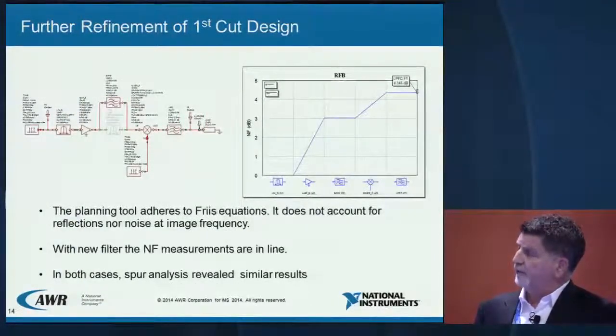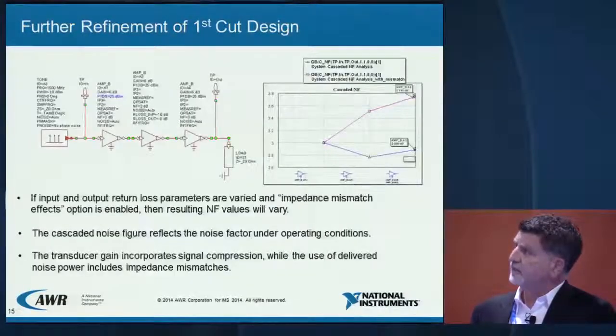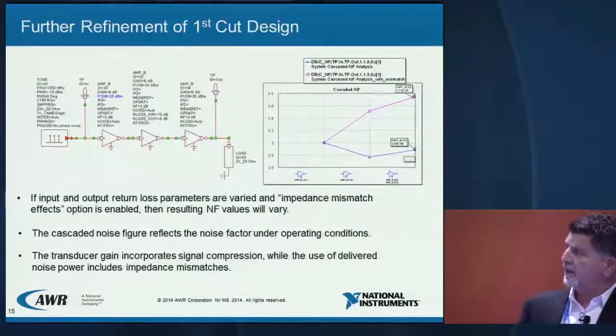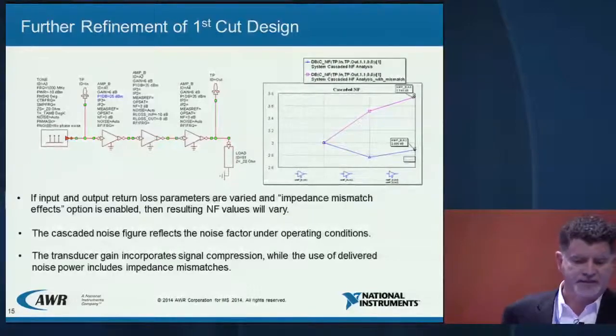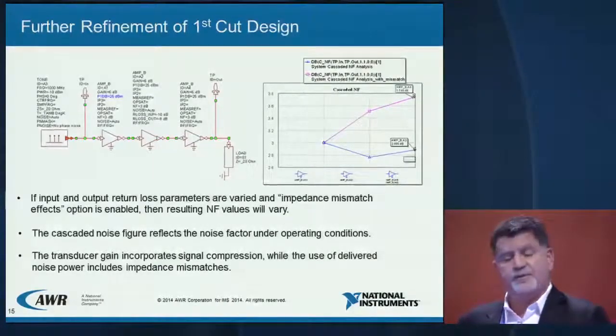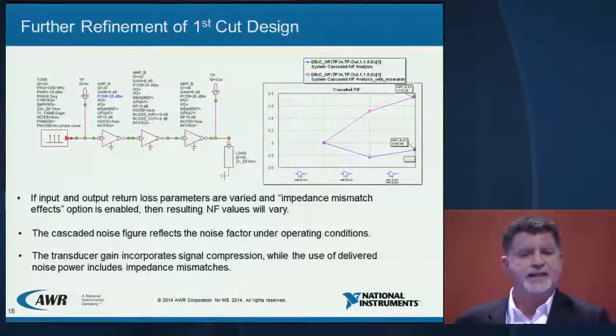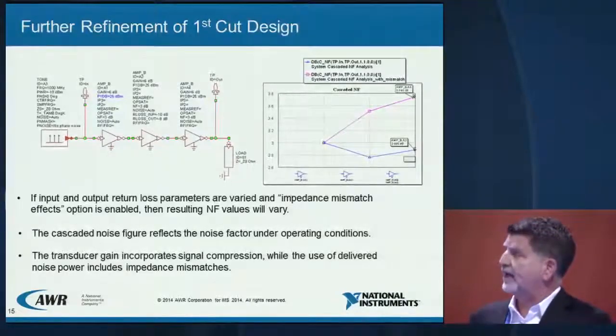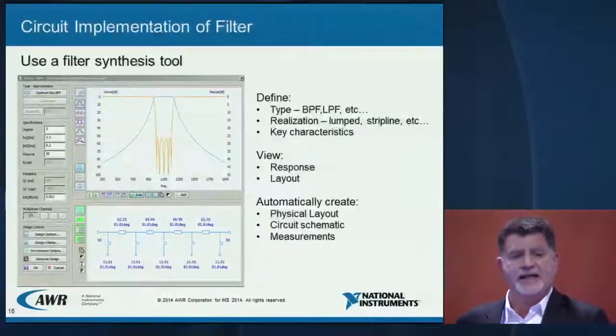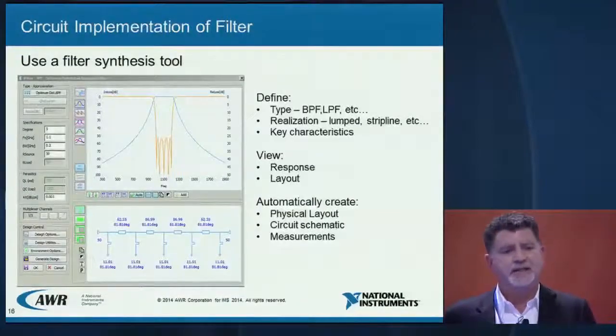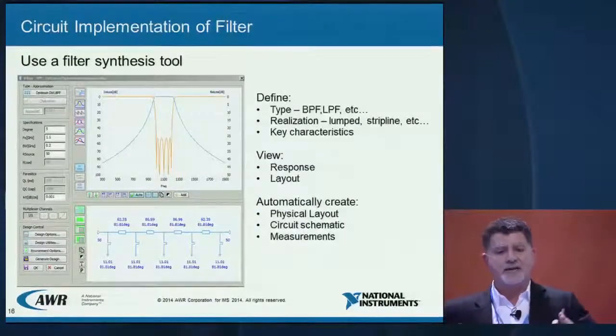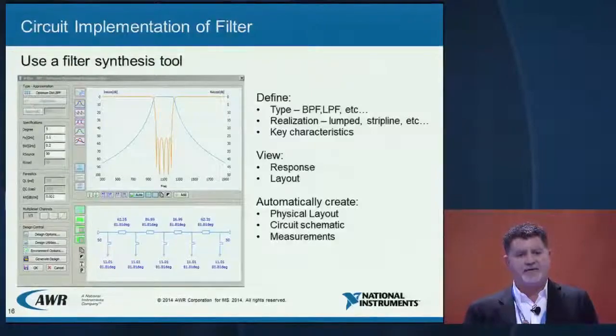So going further with this, I'm going to skip this slide. This slide just indicates that we can account for components going into mismatch in the calculation of noise figure as well. But we're going to concentrate on that filter. All I did was create a behavioral filter. I refined the characteristics of the behavioral filter.